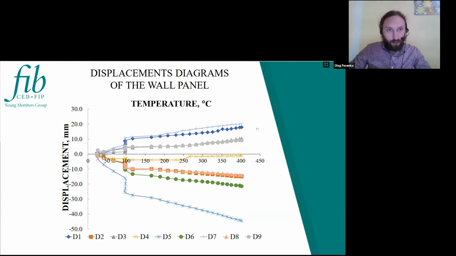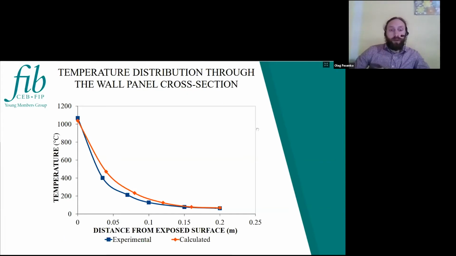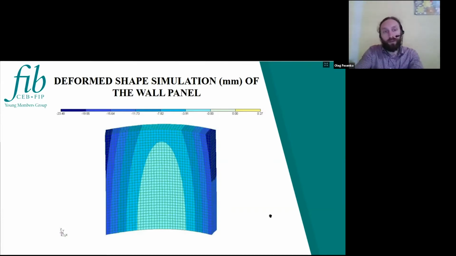Also, curves of deflections, displacements of this panel, and we have a comparison of the results of experimental measuring of the temperature and the temperature across the section calculated with ANSYS Mechanical. After this fire test, we also had a numerical simulation of the model of this panel, and we had a deformed shape of the panel and deflections.